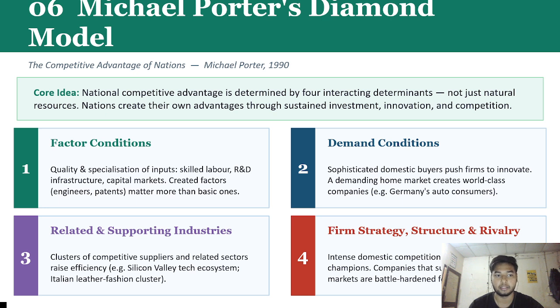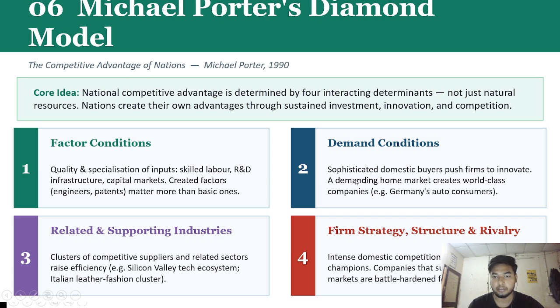It has the four: factor condition, demand condition, related and support industry, and the firm strategy, structure and rivalry. First is factor condition: quality and specialization of inputs, skilled labor, research and development, infrastructure, capital market. Created factors, engineers, patents matter more than basic ones.